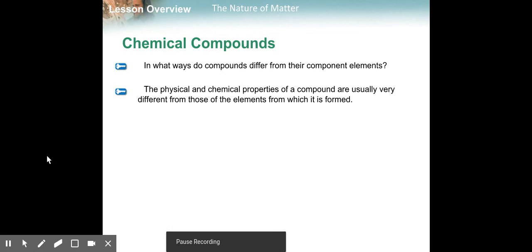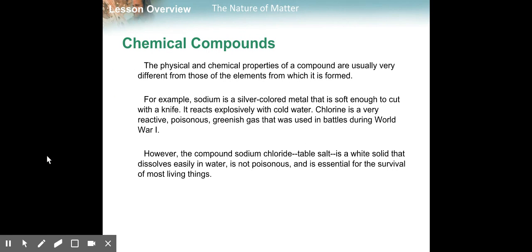Okay, chemical compounds. I can't emphasize this enough. The properties of a compound are usually going to be really different than the elements that form that compound. They give the example of sodium. It's a metal. It's really soft. Chlorine, poisonous gas. You've probably talked about that in history. And then you put the two together, you get table salt. Totally different than either one. Not dangerous at all. So a lot of compounds are like that. The compound is totally different than either one of the elements that form it.